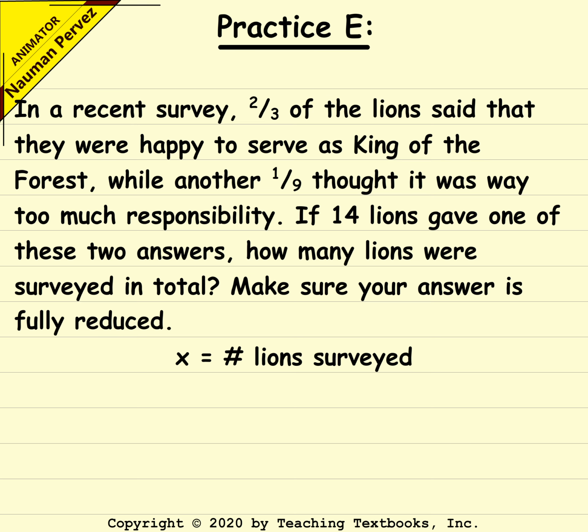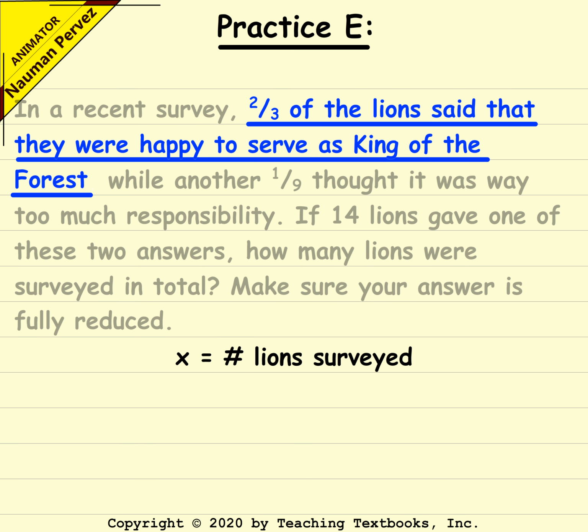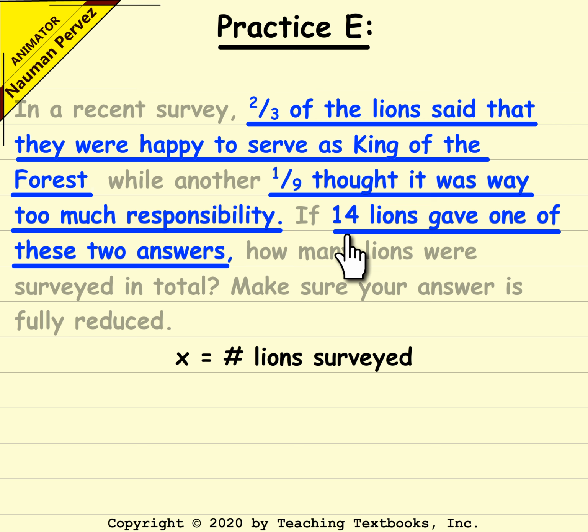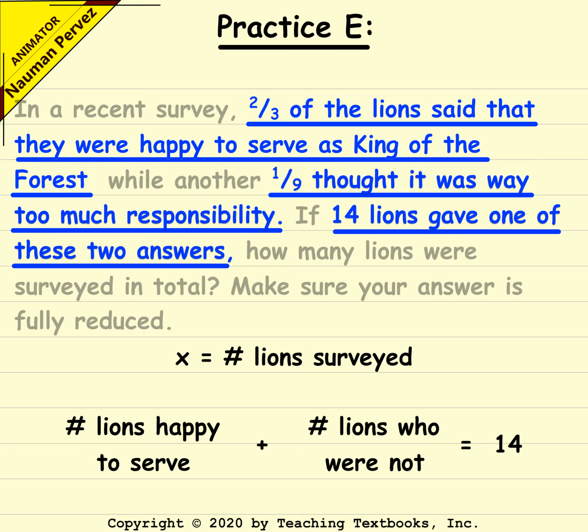Now we need to set up the equation. If you think about it, if we take the number of lions who were happy to serve as king of the forest and add that to the number who thought it was too much responsibility, we should get 14, because the problem says that 14 lions gave one of those two answers. So 14 in total said they were either happy to do it or it was too hard. And so here's what the equation should look like.